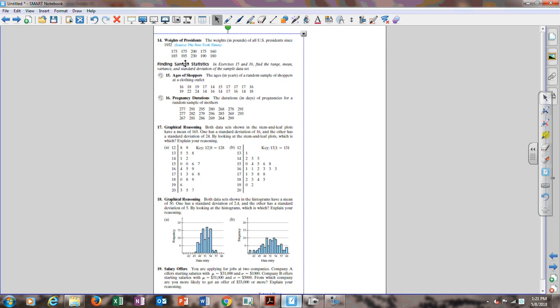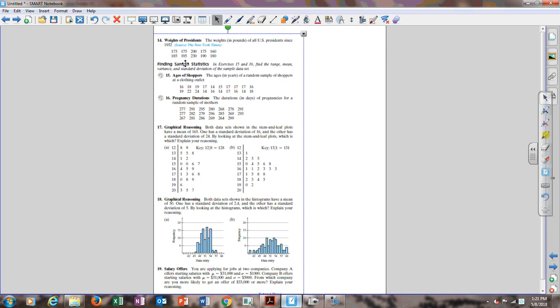Okay, so you should have 10 data points. Push stat, calc, 1-Var Stats. Your mean is 186.1. Your standard deviation, again, it's all U.S. presidents, so you're going to use sigma, is 18.44.